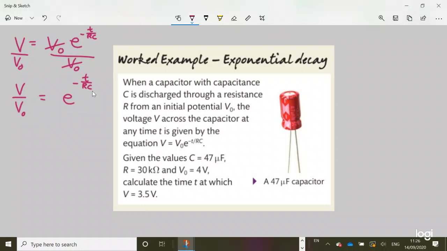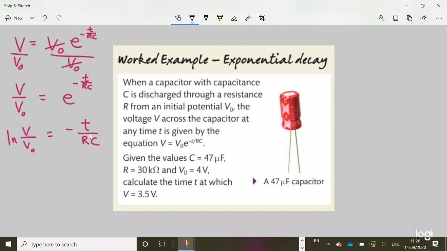But if I take ln, that would get rid of that, wouldn't it? So I suppose it's all right. Let's see if it works. If it doesn't, we just start again from this step. So if we take ln of both sides, e and ln cancel out, so therefore it just leaves us with minus t over RC. Yeah?